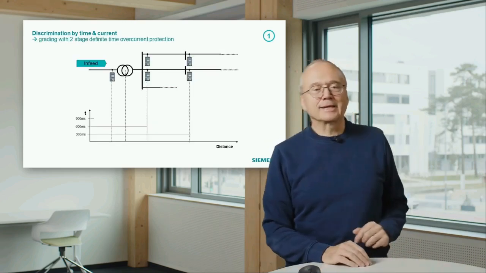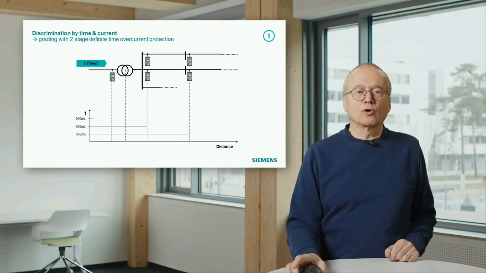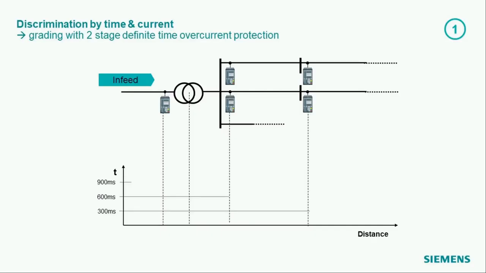Let's look again at that example I already showed before. We have here this feeder. We have an overcurrent relay on the high voltage side of the feeder, and on the medium voltage side we have different cables feeding the city, different substations in the city.